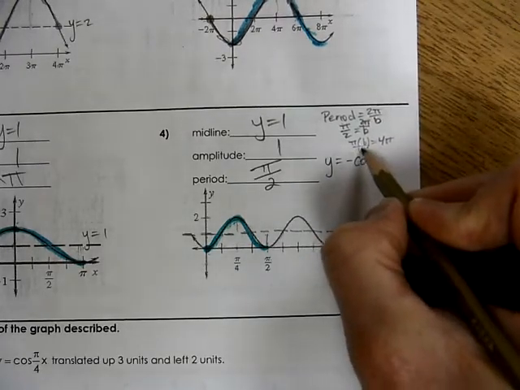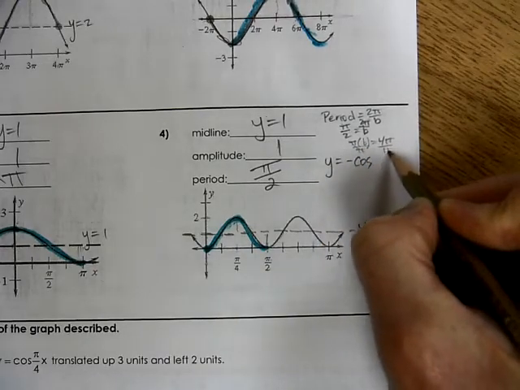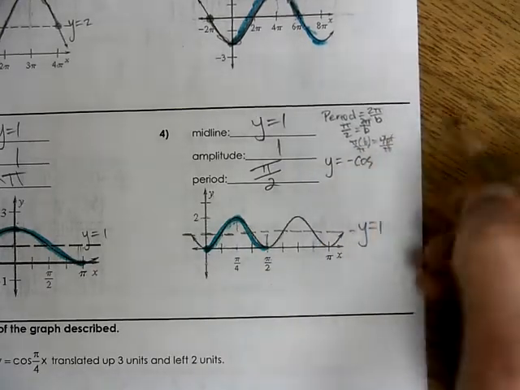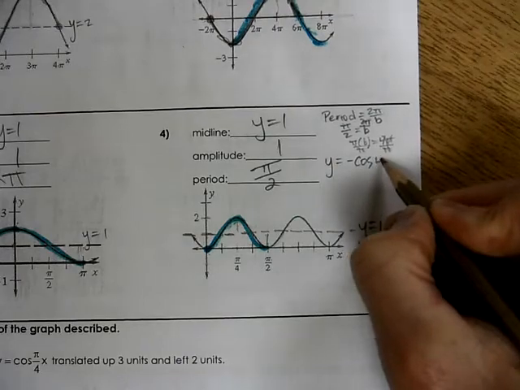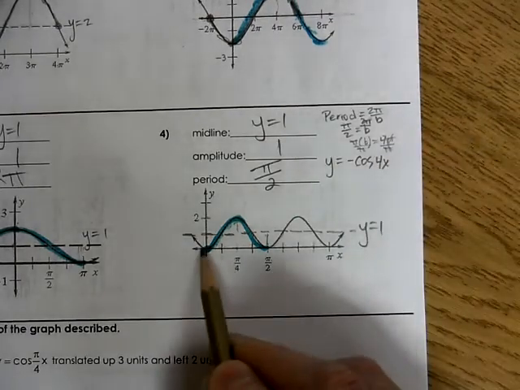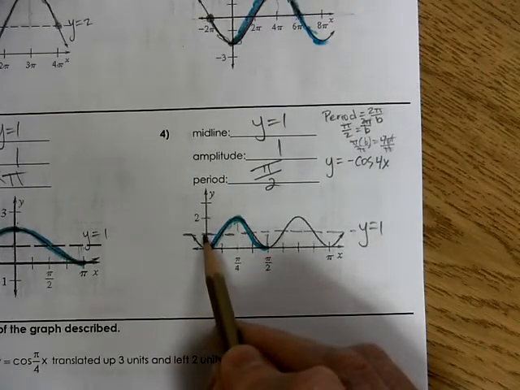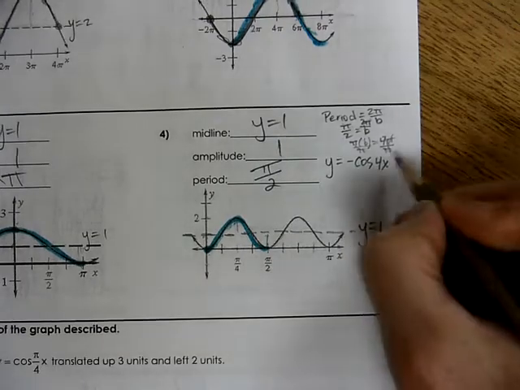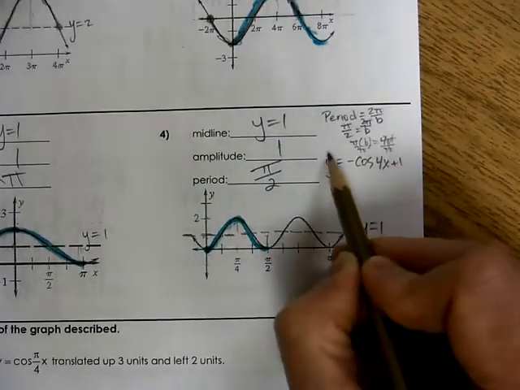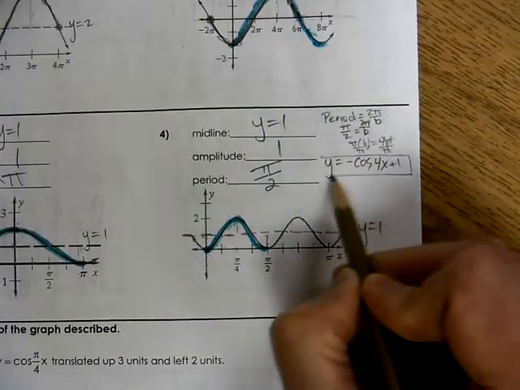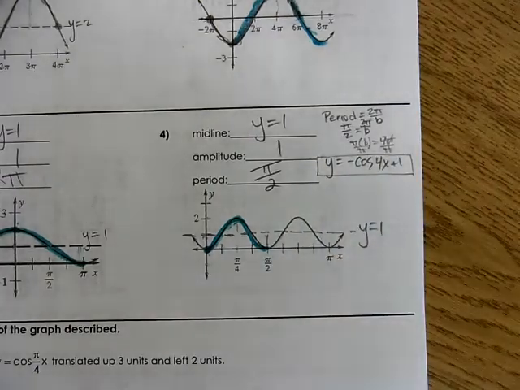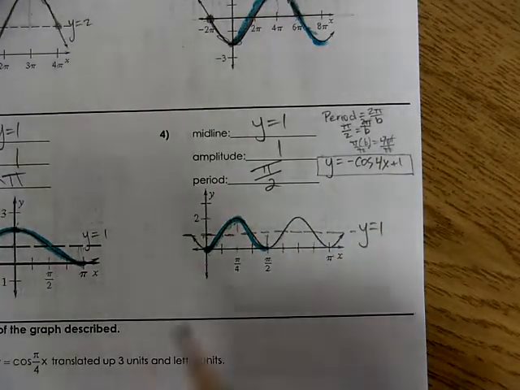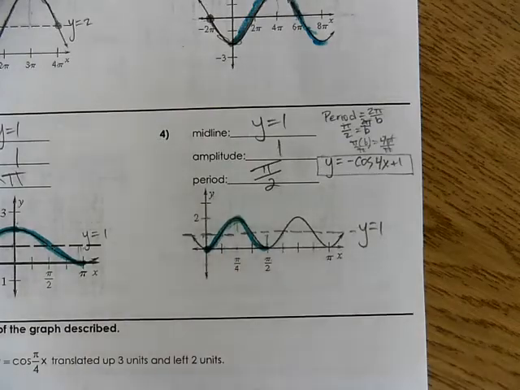And then we divide by the pi to get the b by itself. Now we have just the 4. So this would be 4x. And the k value is your midline, so that's plus 1. That would be a possible equation for your graph.